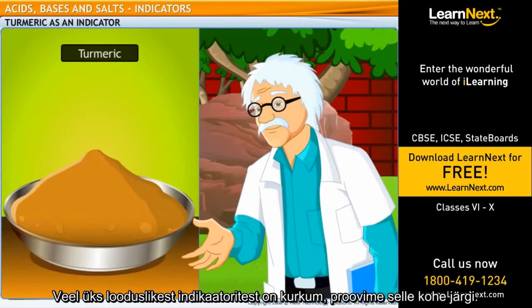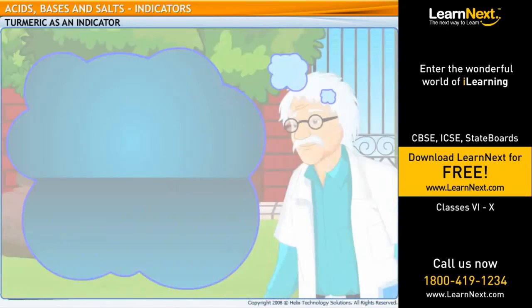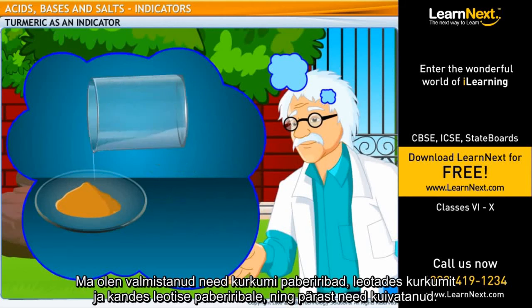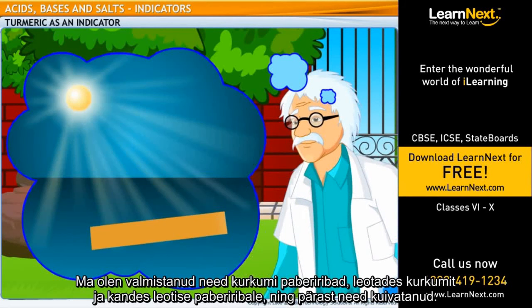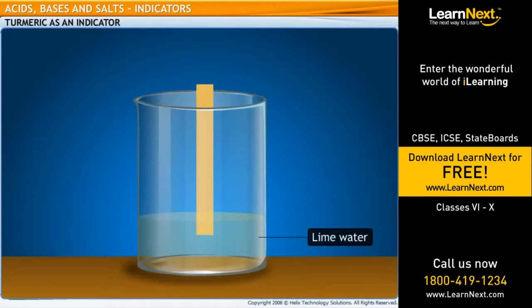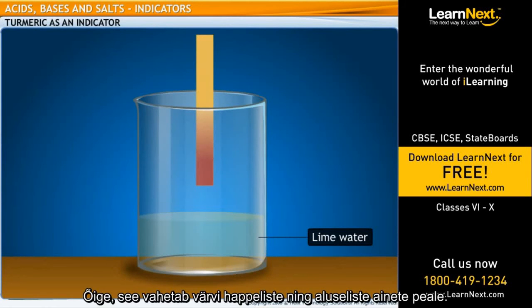Another natural indicator is turmeric. Let's try that now. I have made these strips of turmeric paper by spreading some turmeric paste on the paper and drying it. It's changing color. That's right.